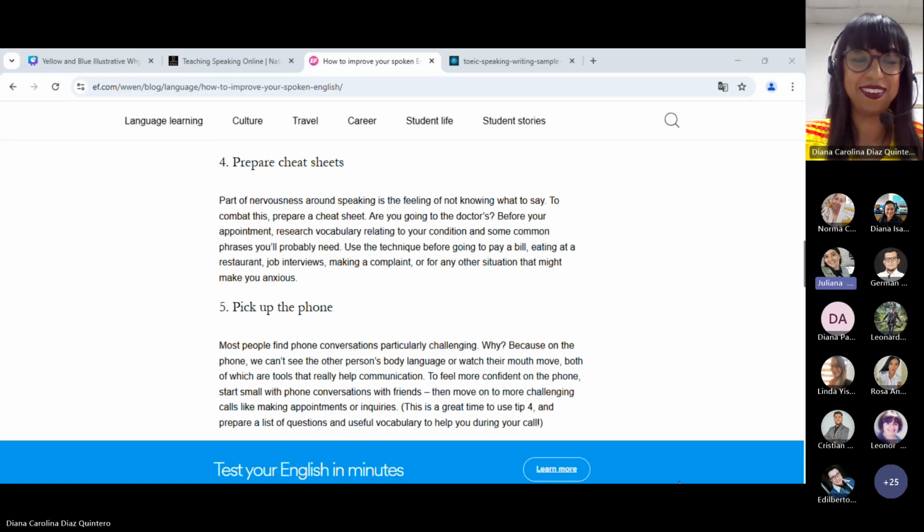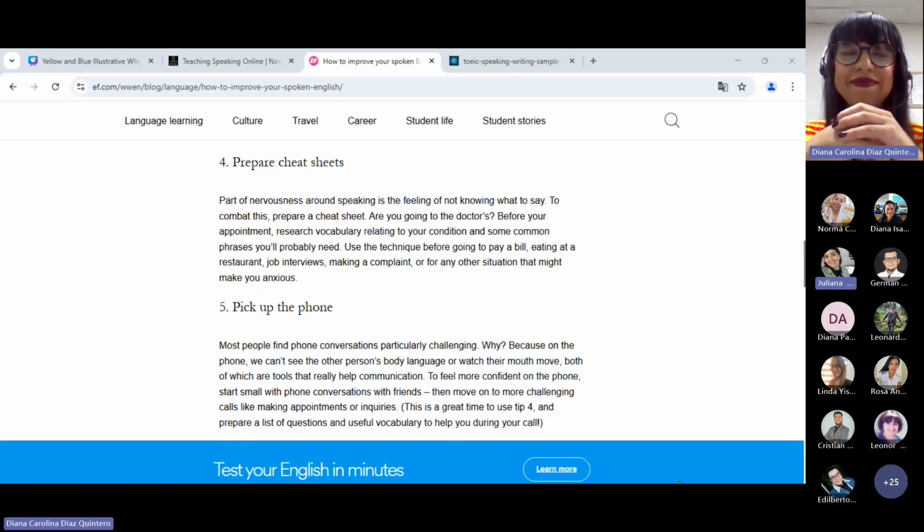I totally agree with you. I think these strategies help a lot, not only me as a teacher to handle the class, but also them, because it is important for them to lose that fear of making mistakes. And as we already mentioned before, speaking is basically everything in a conversation. So I totally agree with this.